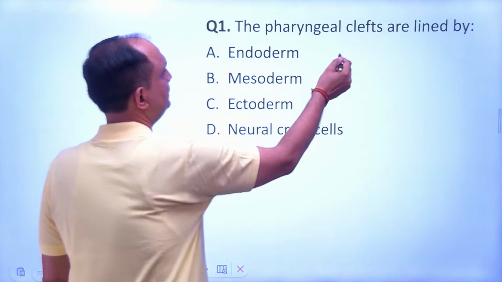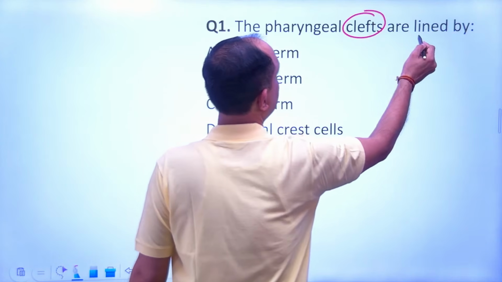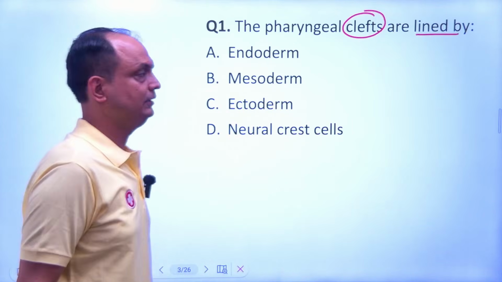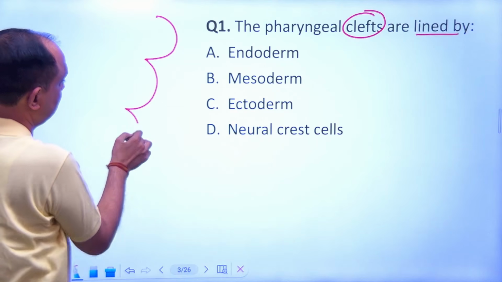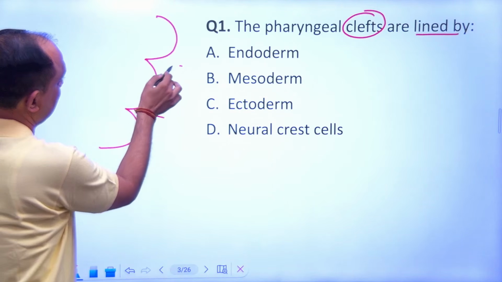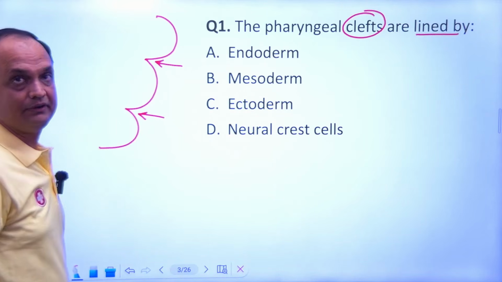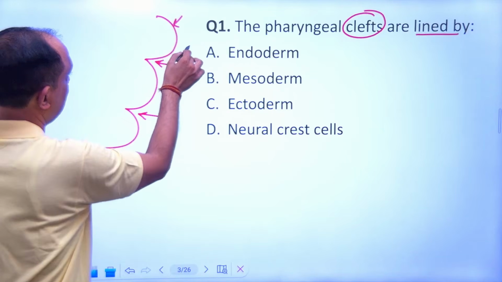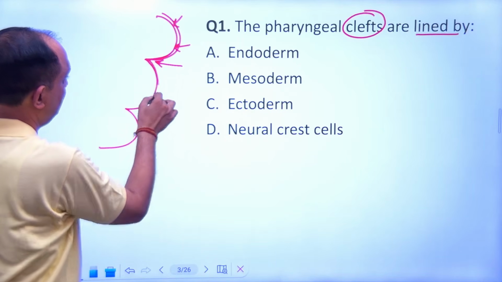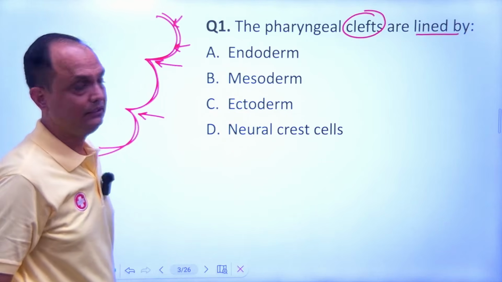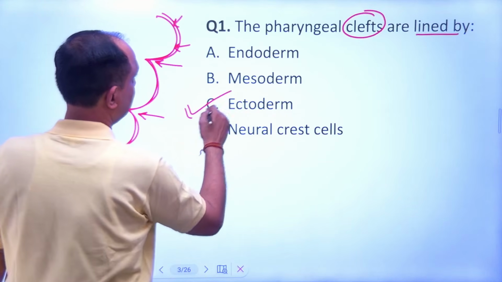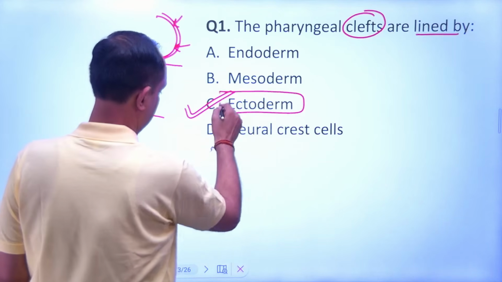The pharyngeal clefts are lined by. Now you know that whenever we are talking about the pharyngeal arches, the outer area which is showing the invagination is known as cleft, and these areas on the outer side are lined by which layer? Ectoderm, endoderm, mesoderm, neural crest cell. So dear students, answer C, the clefts are lined by ectoderm.